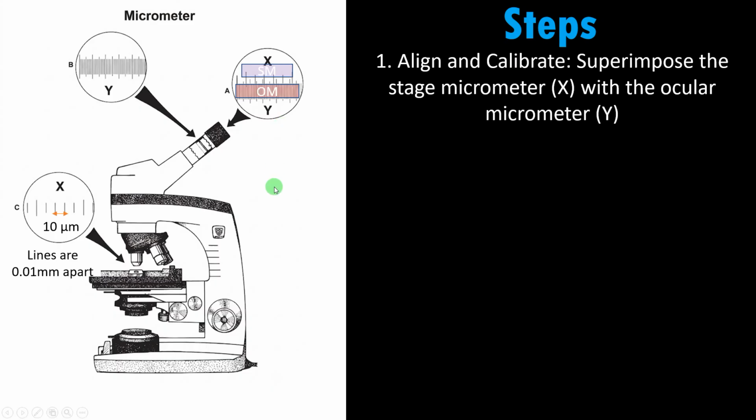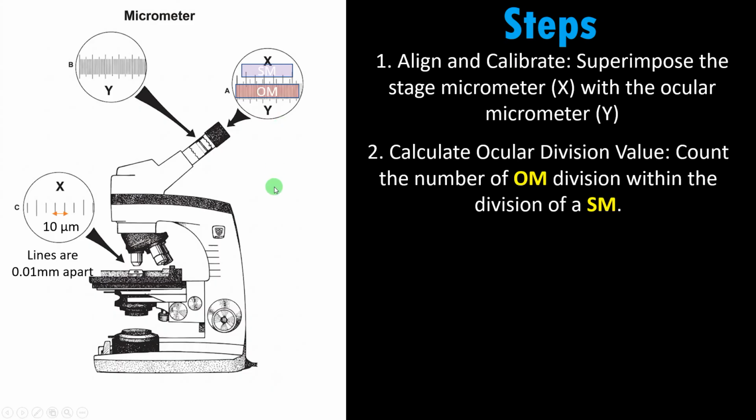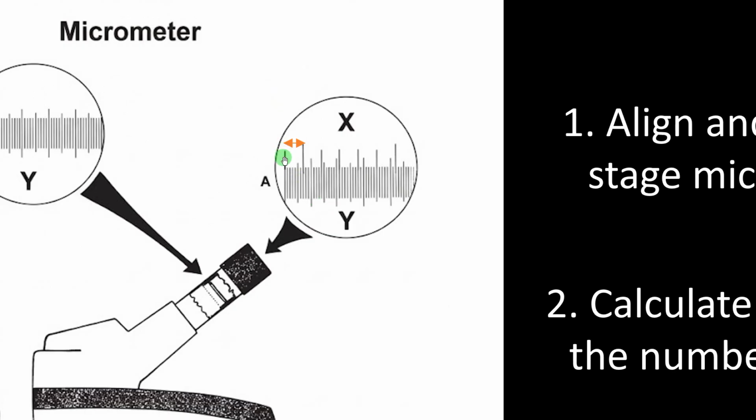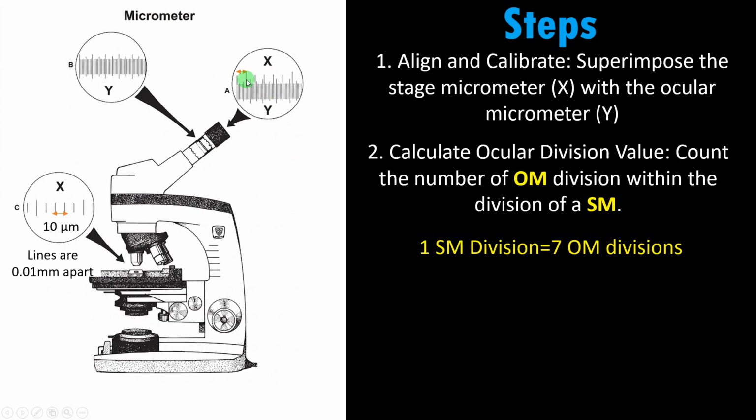The second step is we need to calculate ocular division value. Count the number of ocular micrometer divisions within the division of stage micrometer. So let us do it together. Let me zoom in. As you see, this is the first line in the stage micrometer. This is the second point. So we need to count the ocular micrometer divisions between these adjacent lines. So here it is 1, 2, 3, 4, 5, 6, 7. It is 7. So one stage micrometer division is equal to 7 ocular micrometer divisions.